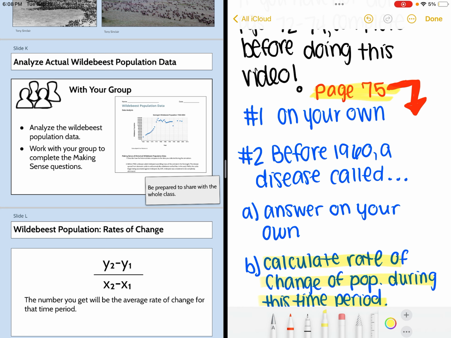Okay, so once you have number 1 answered, we're going to flip over the page to 76, and you're going to see question number 2. Question number 2 says, before 1960, a disease called rinderpest is killing many animals. I'm going to have you finish reading that on your own.